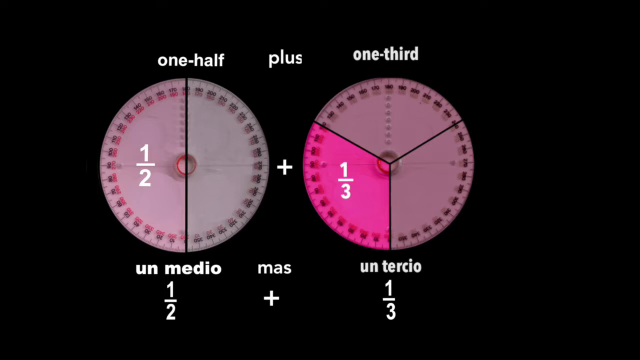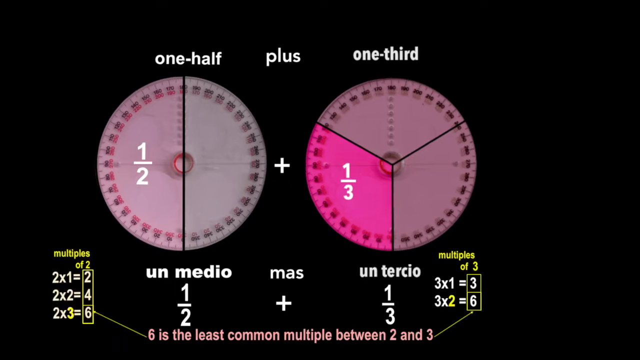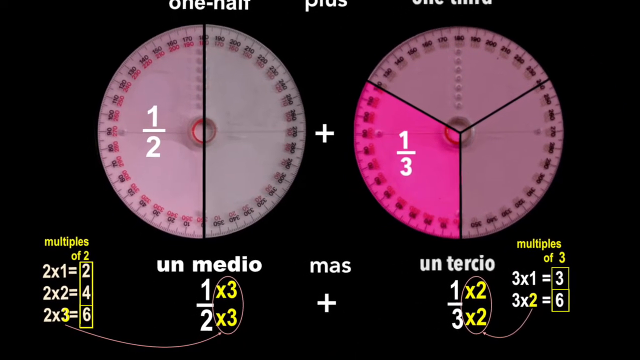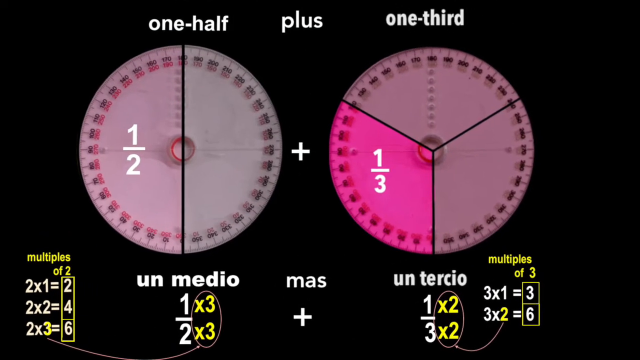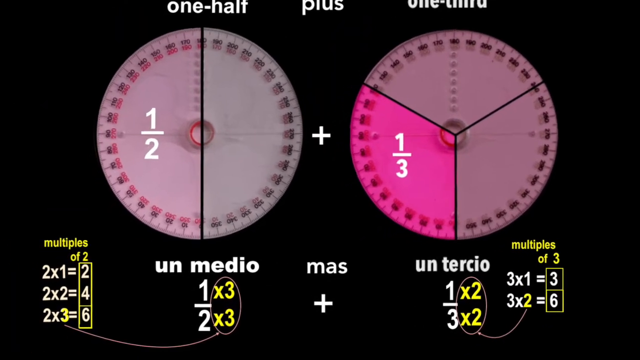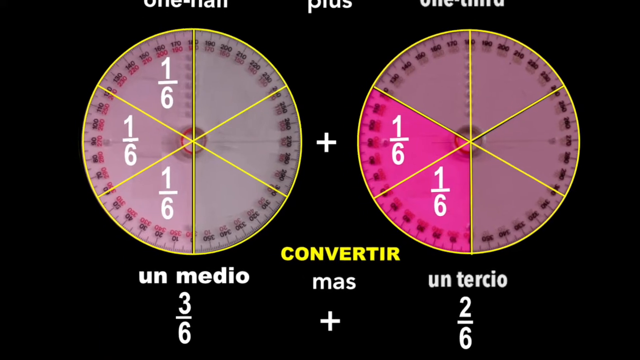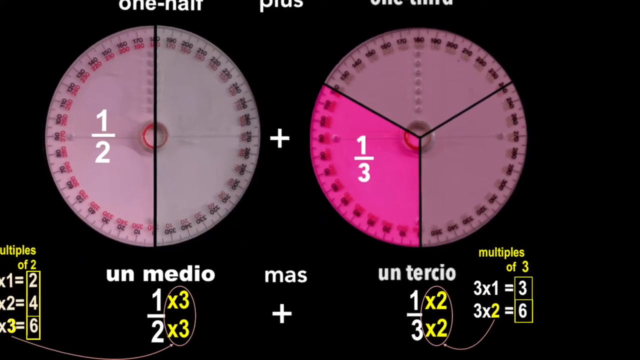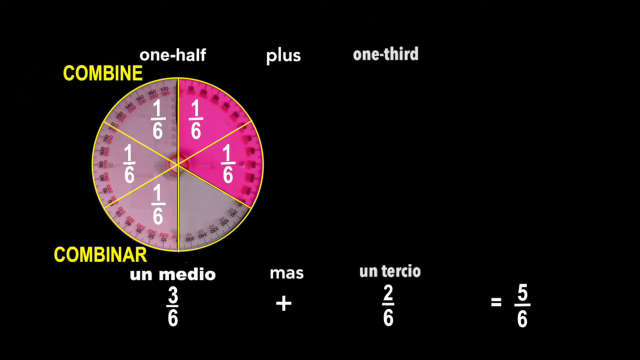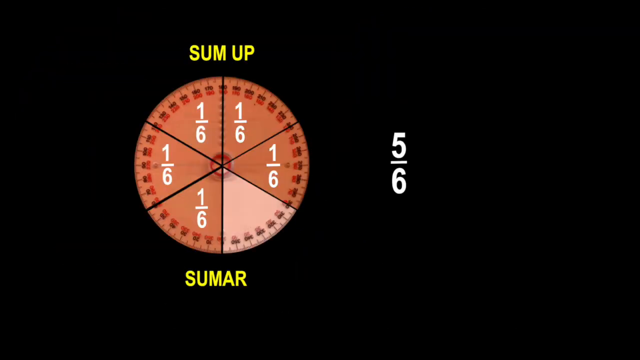1/2 plus 1/3. Find the multiples for denominators 2 and 3. Multiply 1/2 by 3/3 and multiply 1/3 by 2/2. 1/2 converts to 3/6. 1/3 converts to 2/6. Combine the sum of 5/6.